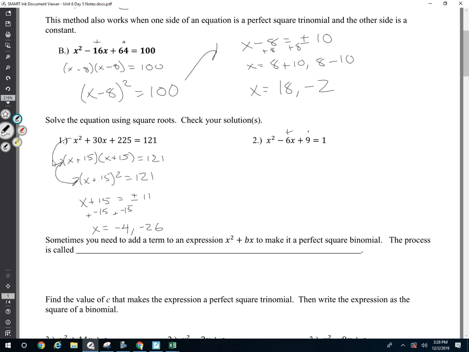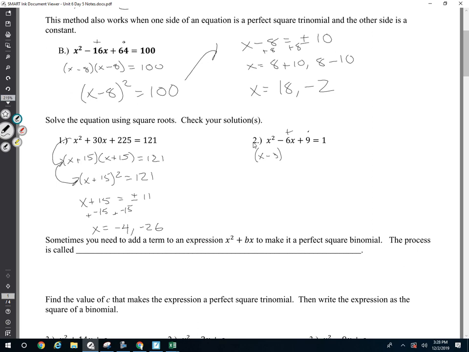So, for this one to get negative 6, I would say negative 3 and positive 3. Nope, because that would add to give you 0. I want negative 3 plus negative 3 to give me negative 6. And then when they multiply, they get positive 9. So x minus 3 squared. The two numbers are negative 3 and negative 3.